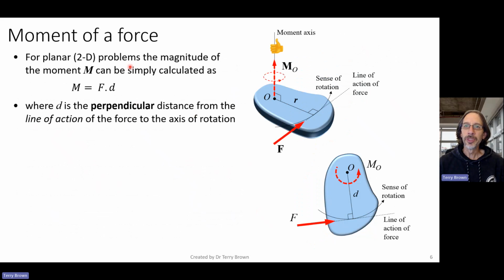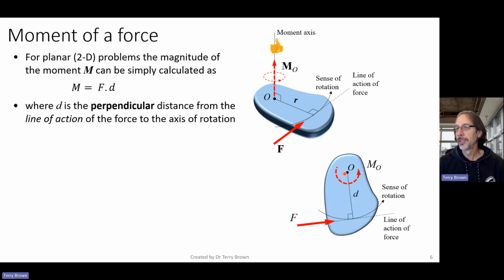All right, so for 2D problems, we can simplify this and say that the magnitude of the moment is simply force times distance, where now the distance d is the perpendicular distance from the line of action of the force to the axis of rotation. So if we look down here at the bottom right hand corner of my slide, we're now looking at a 2D view, looking down the z axis or down the moment axis, and we've got this force here along its line of action. So when we work out the moment of that force, we need to know the point about which we're calculating the moment, and really it's the point where the axis passes through.